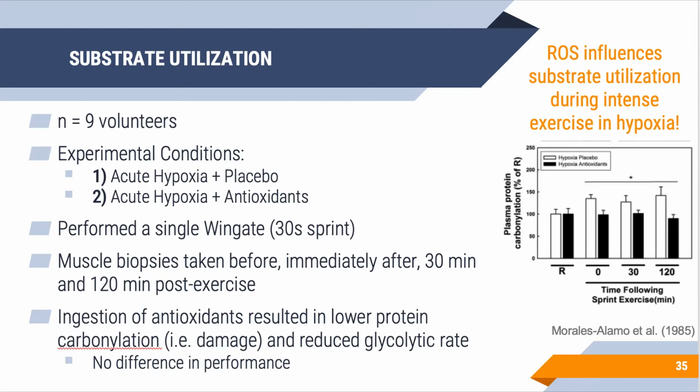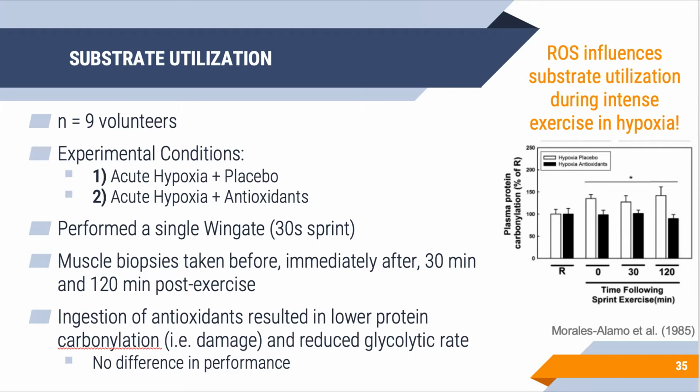A couple things that we can consider are basically this idea of reactive oxygen species. So what this study looked at was 9 volunteers. They performed exercise under acute hypoxia by taking a placebo or under acute hypoxia in the presence of antioxidants. They performed a single high-intensity exercise bout, so a Wingate 30-second all-out sprint. What they did was they took muscle biopsies prior to the exercise, immediately after, 30 minutes, and 120 minutes after the exercise bout. What they found, so the figure on the right here is showing us protein carbonylation.